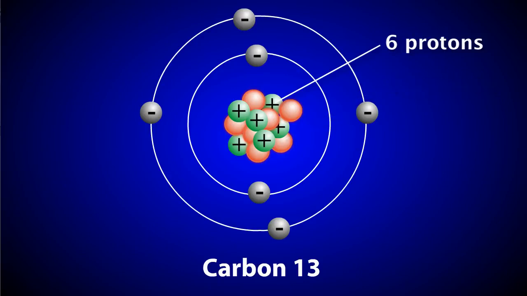Another carbon isotope is carbon-14. Carbon-14 has the characteristic 6 protons found in all carbon atoms, but in this case it has 8 neutrons.